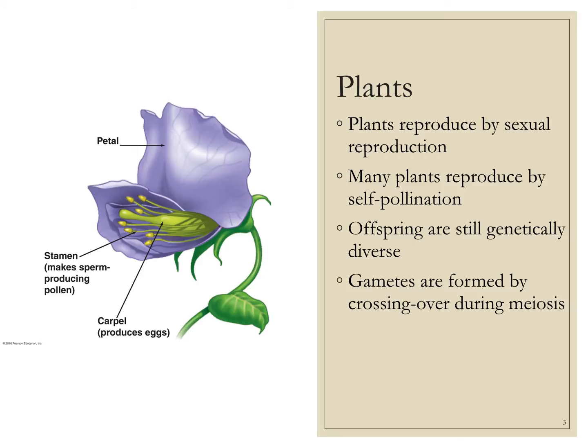So normally that type of flower would self-pollinate, which means that although it is reproducing sexually because of the gametes, it's really sexual reproduction through one parent. The offspring are still genetically diverse because of crossing over when the gametes are formed, but there's technically only a single parent in self-pollinating plants.